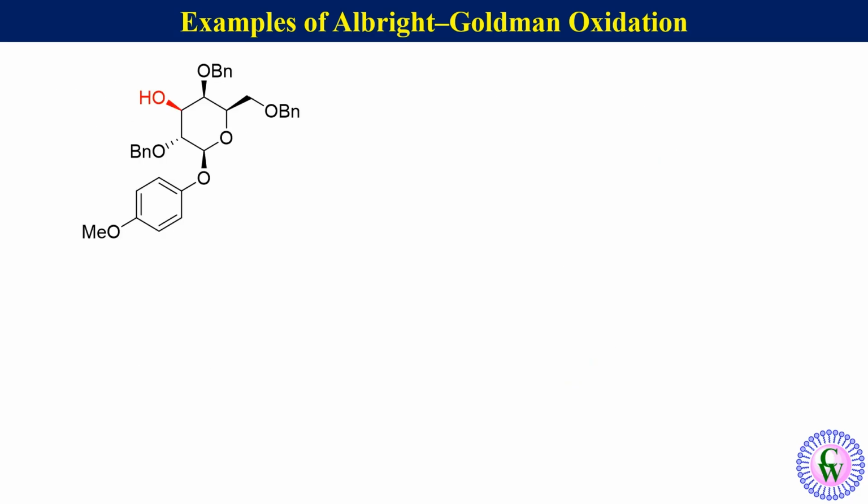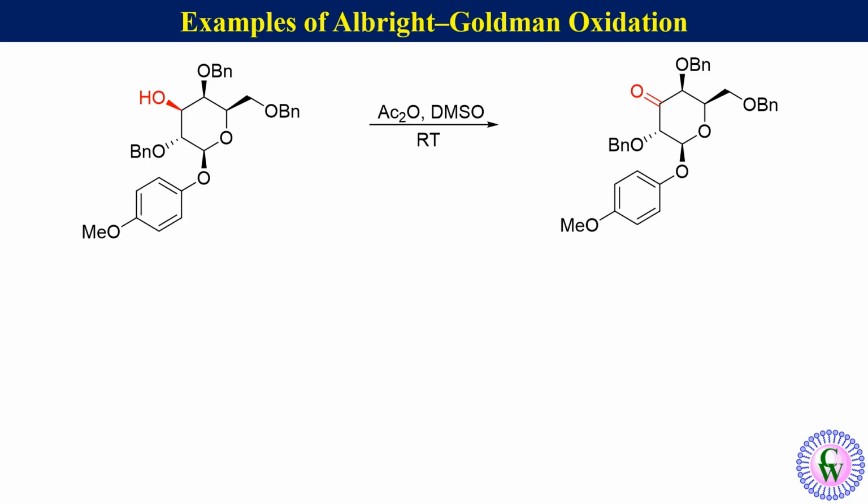Let's have an example of sugar derivative. Here also we can see that there is a secondary alcohol group. When it is oxidized under Albright-Goldman conditions, it produces the corresponding ketone.